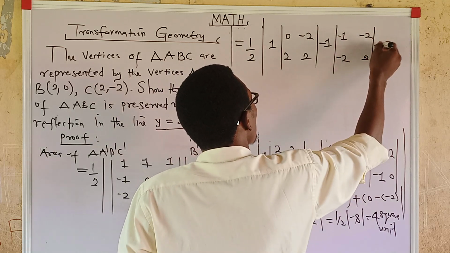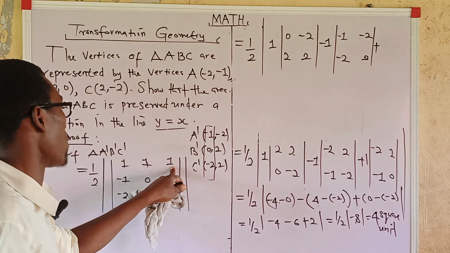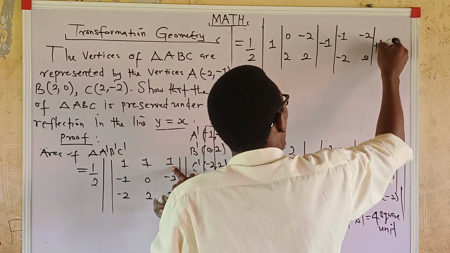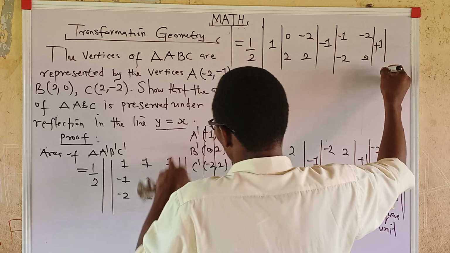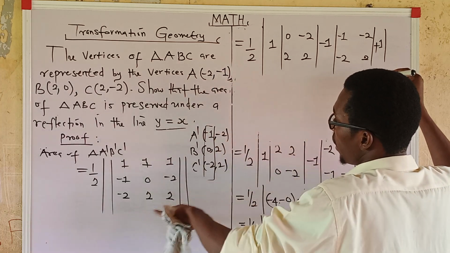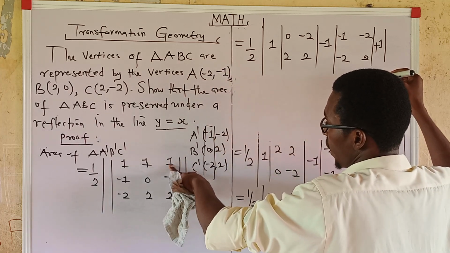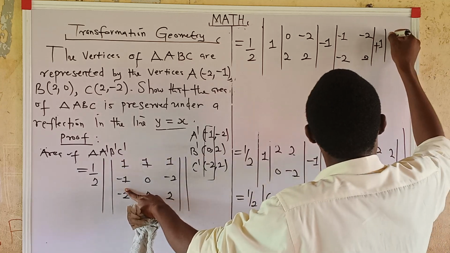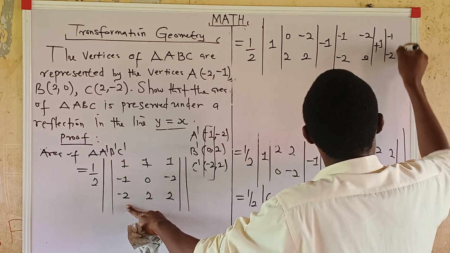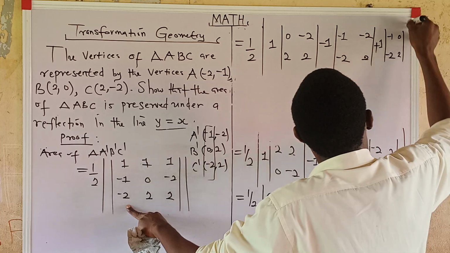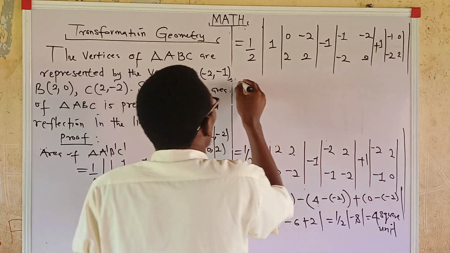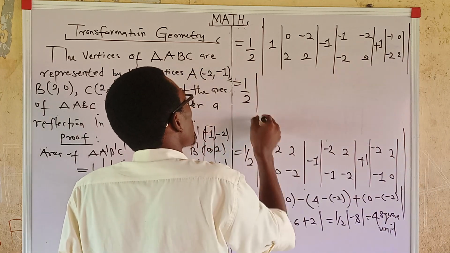All right? And lastly, the cofactor of this one, we have 1 multiplied by the determinant. We block this last column and this row on which this entry exists. So if we do that, we'll be left with minus 1, minus 2, 0, 2. See that? Then all into modulus. Then this is equals to writing half. Now we shall expand this.